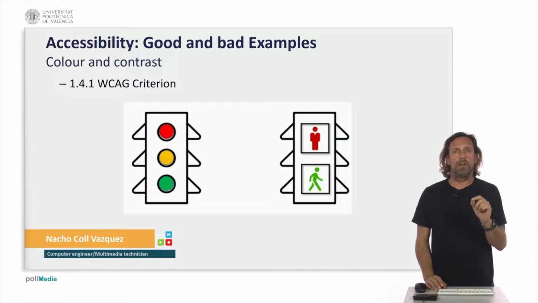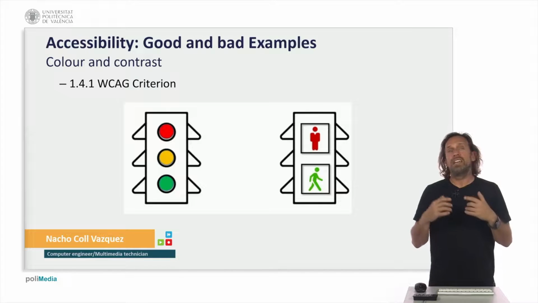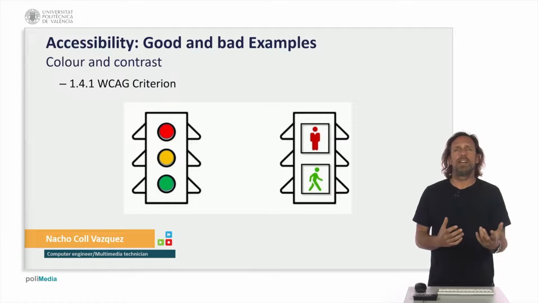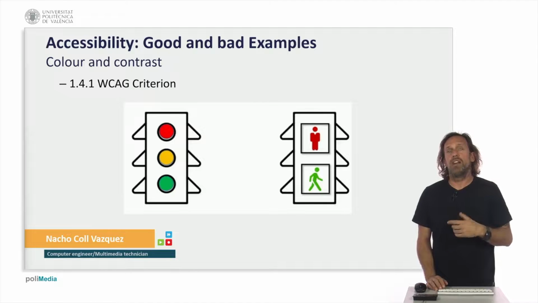Criterion 1.4.1 of the WCAG states that color should not be the only visual means to convey information, indicate an action, request a response, or distinguish a visual element. This doesn't mean that we should not use color, but rather that it should not be the only means. Redundant information can be provided using shapes, position, and text.